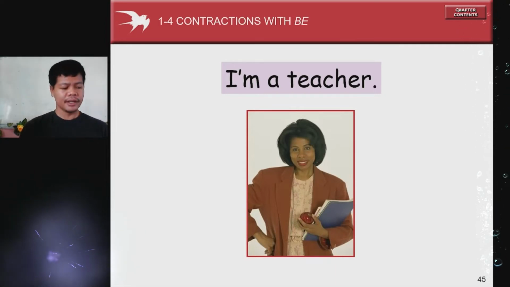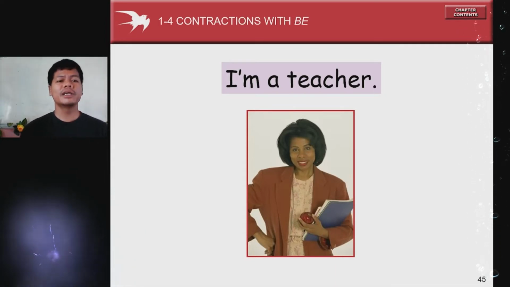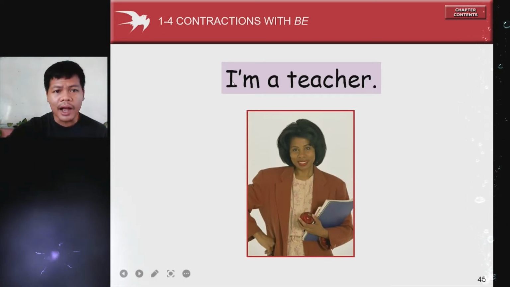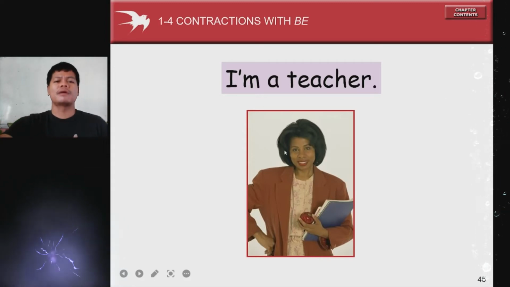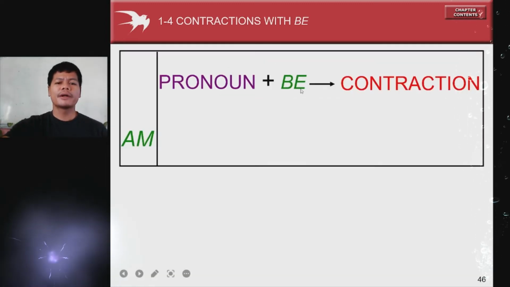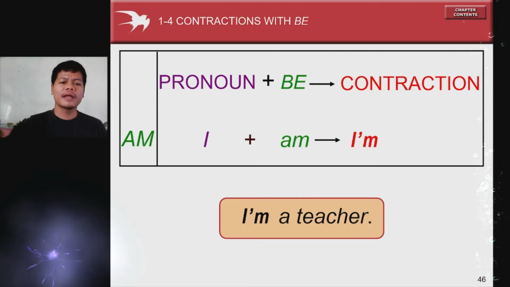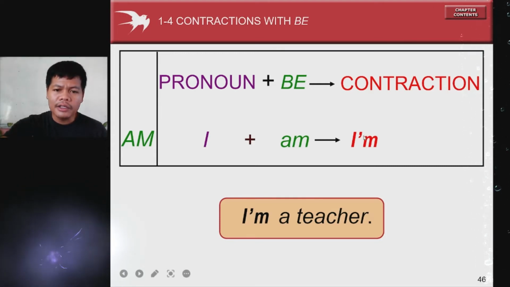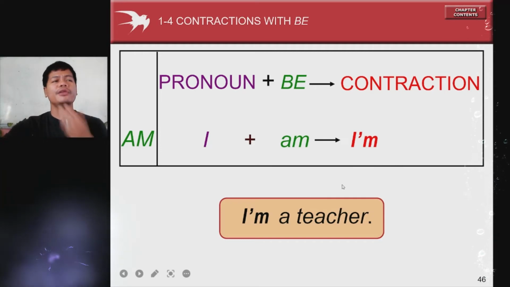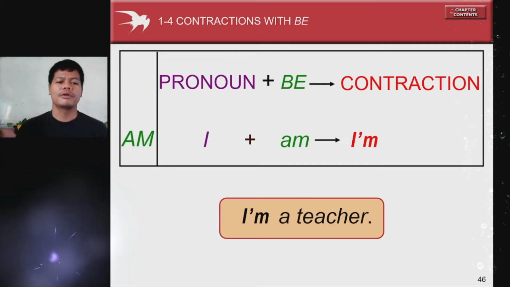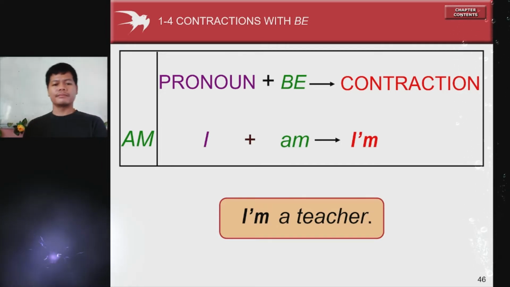Let's do contraction with be. You should know about contraction. Do you know contraction? This is "I am". Pronoun plus be is a contraction. I plus am equals I'm. I'm a teacher. Okay, can you understand? This sign is a contraction, and you use a different sound, from "I am" to "I'm". Okay, can you understand?